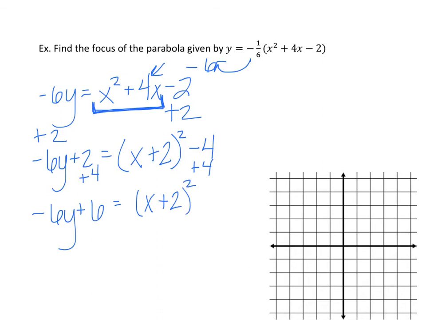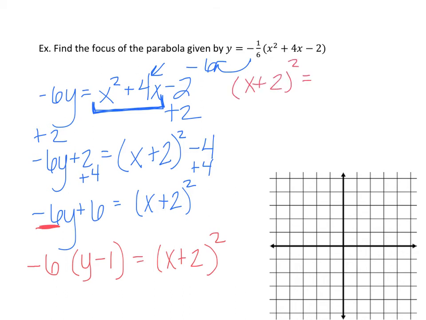The last thing you want to do is factor out whatever this coefficient of y is, because that's going to be your 4p. So I'm going to take out the negative 6 of y minus 1 left in there, equals x plus 2 quantity squared. Now this is flipped around. If I flip it back around like the book has, x plus 2 squared equals negative 6 times y minus 1. This part right here stands for 4p. If I get p by itself, it's negative 3/2.